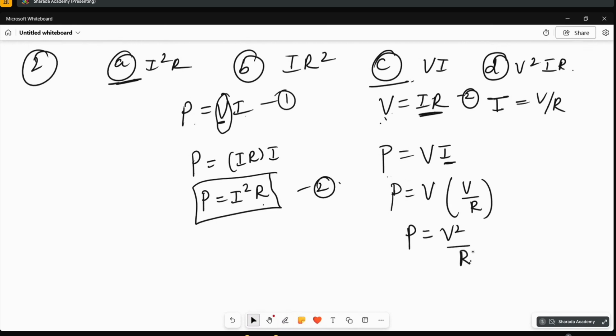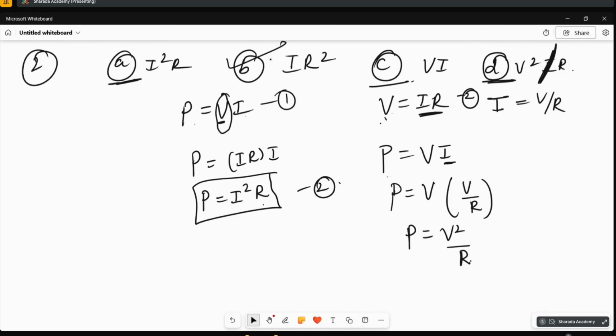So even if it is V square by R, the third one, D, is also telling about power only. So this is the option which is not the correct formula for the power. Understood? For power, only remember P is equal to V into I. If they ask any other form, just substitute Ohm's law.